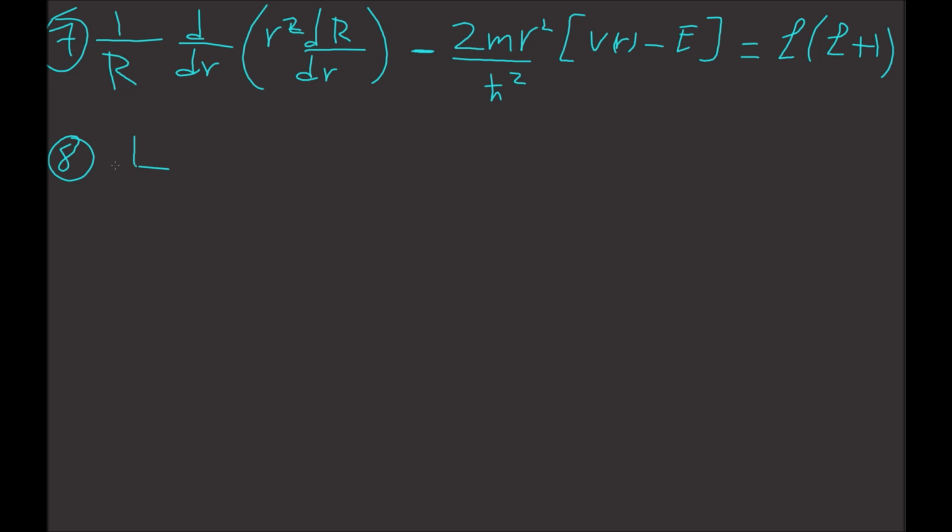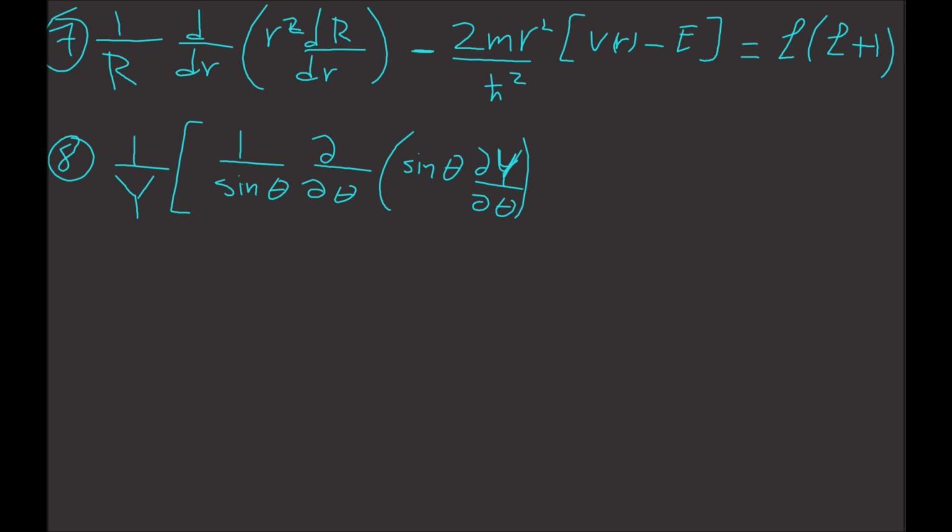And equation number 8 is 1 divided by Y times 1 divided by sine of theta times the partial derivative with respect to theta of sine of theta times the partial derivative of Y with respect to theta, plus 1 divided by sine squared of theta times the second partial derivative of Y with respect to phi. This must equal minus L times L plus 1.